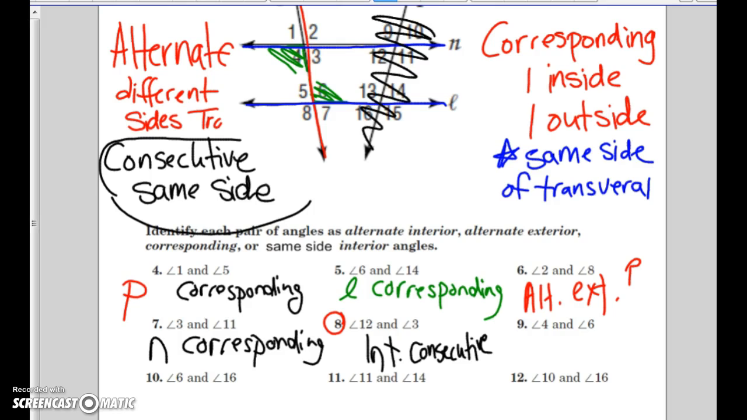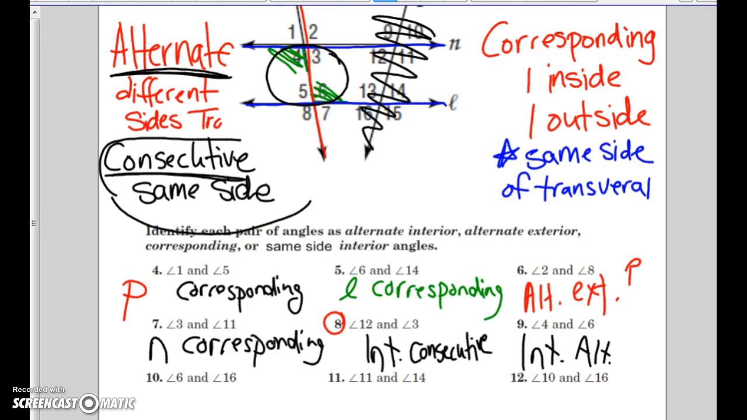Everybody agree? Are they inside the blue lines or outside the blue lines? They're inside the blue lines, so these are going to be interior. But interior can't go by itself. It either has to be alternate or consecutive. So are they on the same side of the red line or different? Alternate. Very good. So these are alternate interior angles.